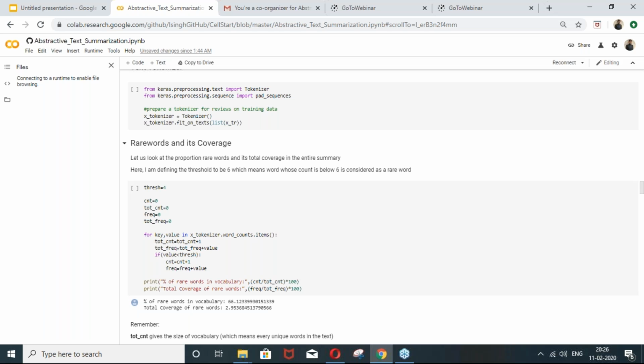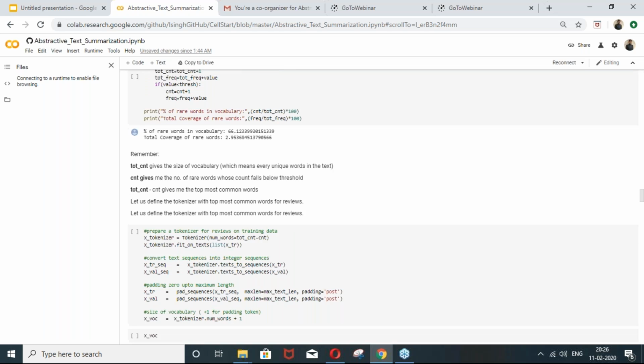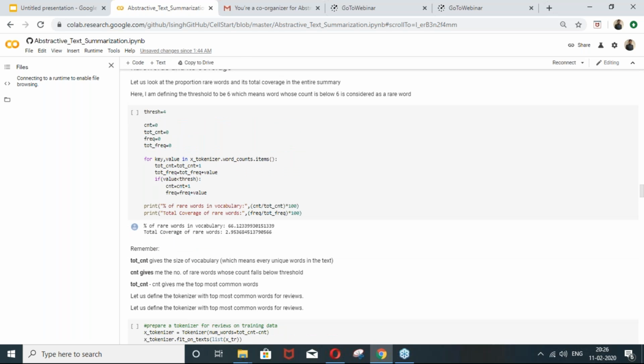Basically we have to take the rare words. We have found that words whose count is below 6 are considered rare. The total percentage of rare words in the vocabulary is 66%, and the total coverage is 2.96%. So what we have done is find the rare words by putting the threshold at 6.